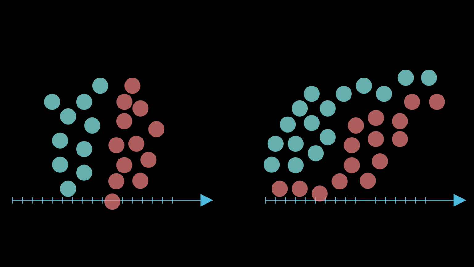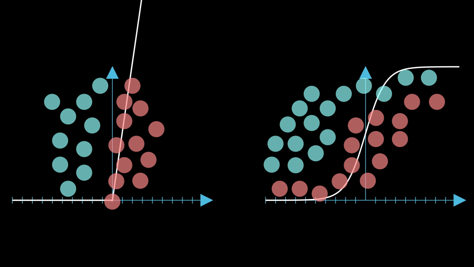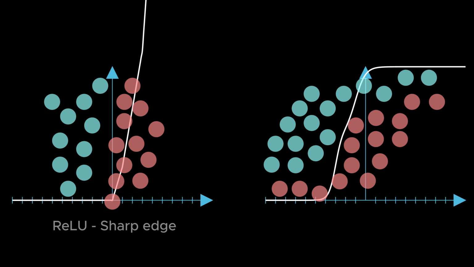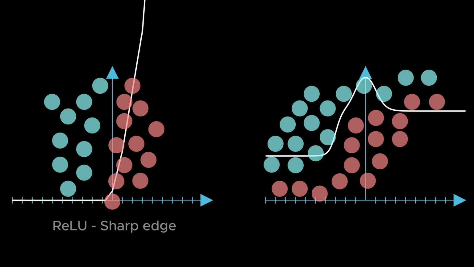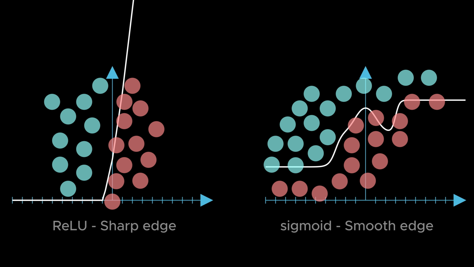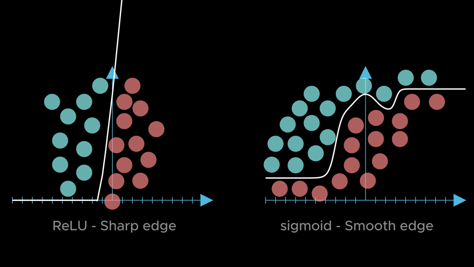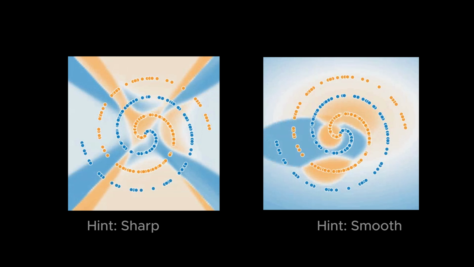Next, as promised, you can see the activation functions aggregating to generate non-linearity. On the left side is ReLU, the sharp edge one, remember? And on the right side is Sigmoid, the smooth one. Magical. Hopefully, now you can guess which of these is trained by ReLU and which one by Sigmoid.